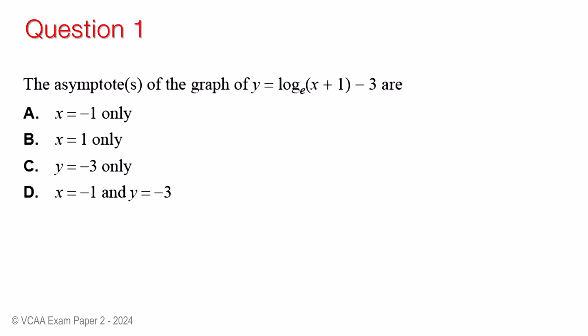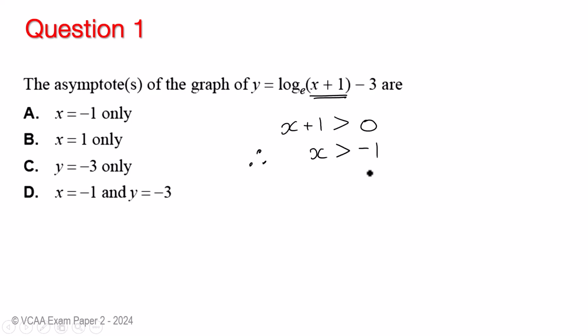Question 1. 70% of students got this correct. 20% chose the same incorrect answer. Can you spot which one they selected? The argument for the logarithmic function must be greater than 0. The argument provided in this question is x plus 1. Therefore, x plus 1 must be greater than 0, so x must be greater than negative 1.